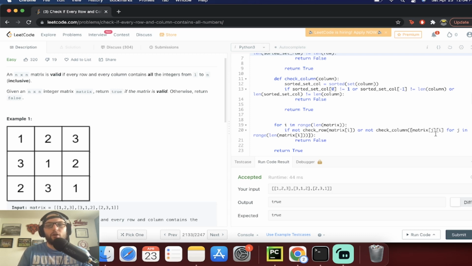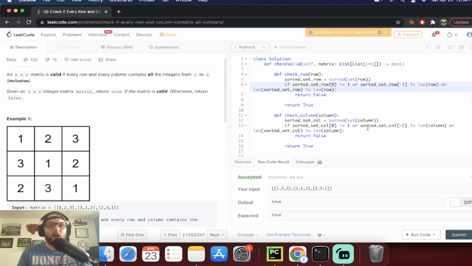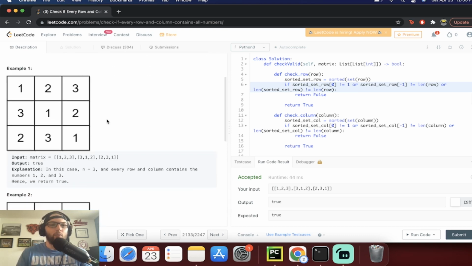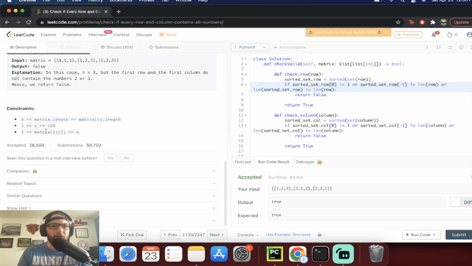And so for the way that I'm doing the helper methods here, you have a row. What I did is I did a set of the row and then I sorted it. So that way, ideally the row would look just like how this row 0 is, like 1, 2, and 3, right? And then all I do here is I say if the sorted row 0 is not equal to 1, we have some constraints that we have to go over here.